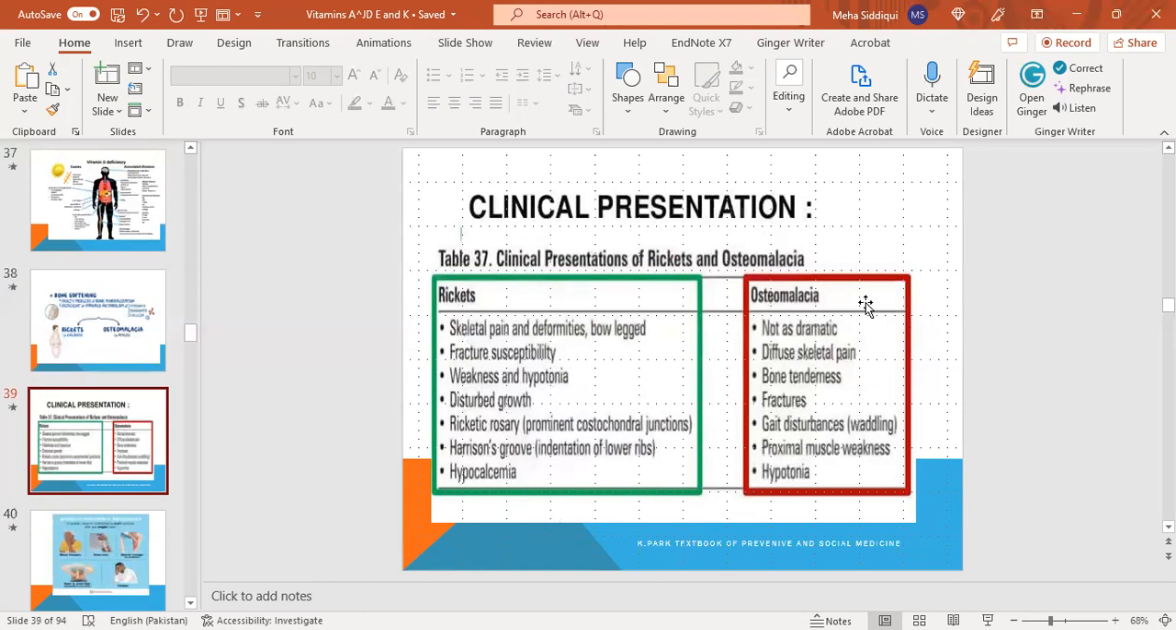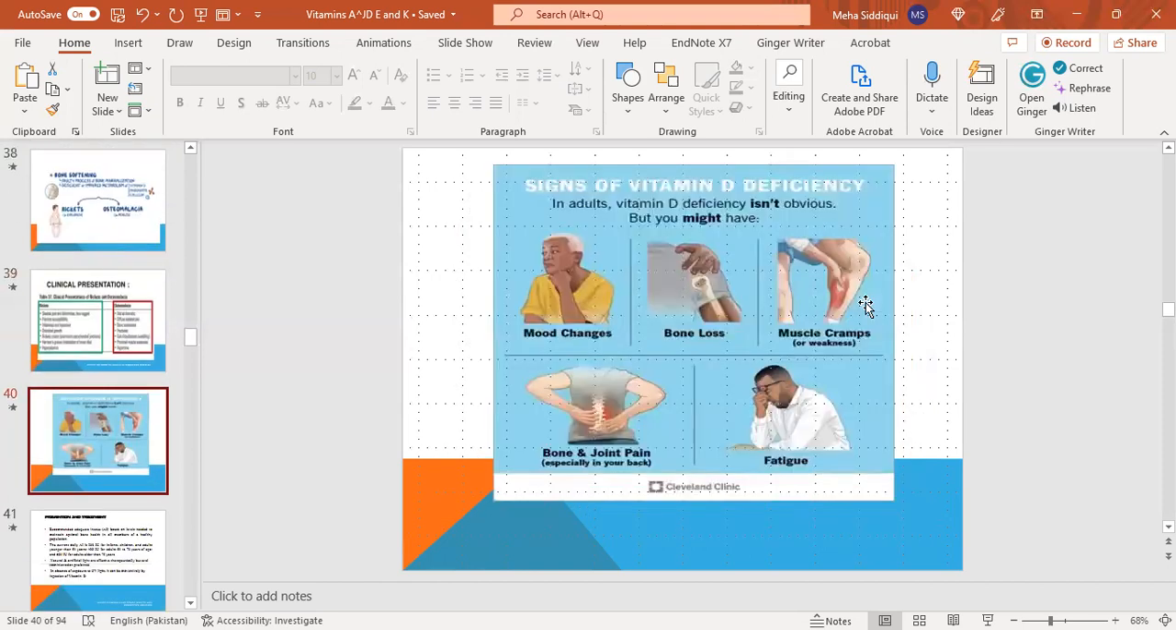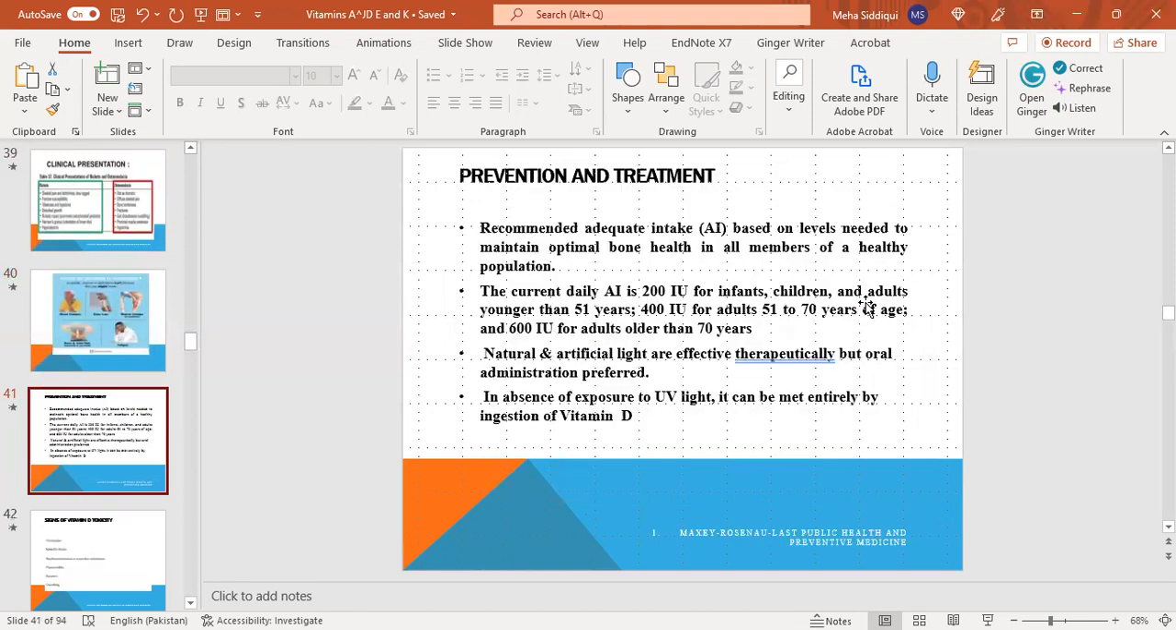And in adults, it leads to osteomalacia, which presents as diffuse skeletal pain, bone tenderness, fractures, gait disturbances, proximal muscle weakness, and hypotonia. So, what are the signs of vitamin D deficiency in adults? It is not obvious, but there might be mood changes, bone loss, muscle cramps, fatigue, and bone and joint pain.